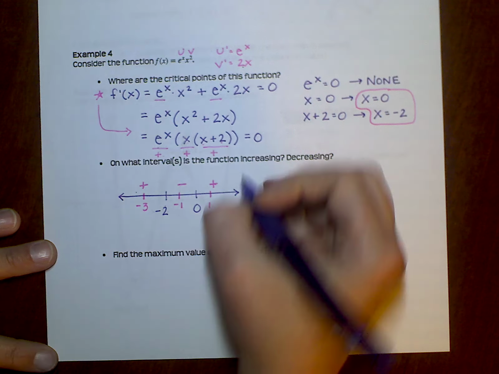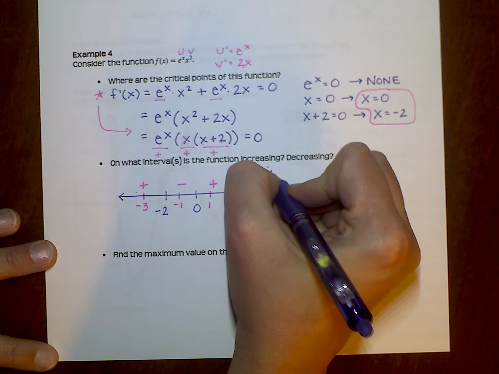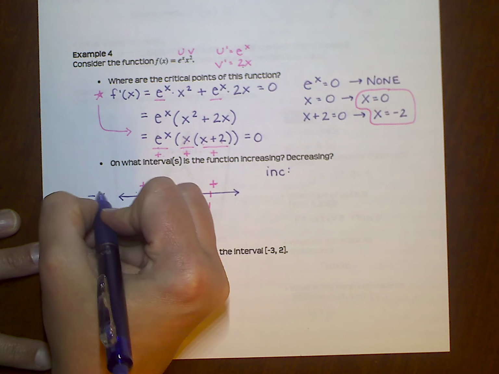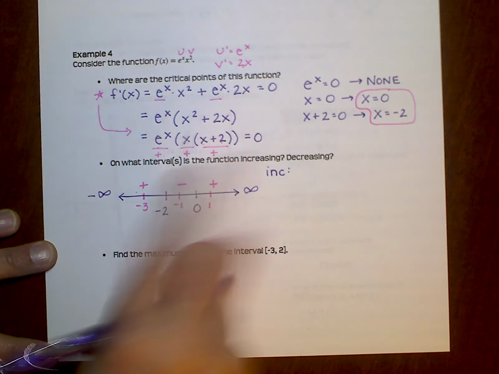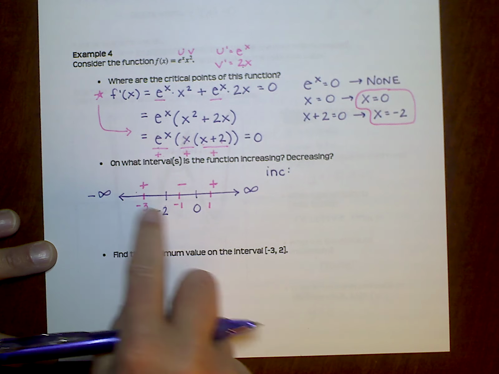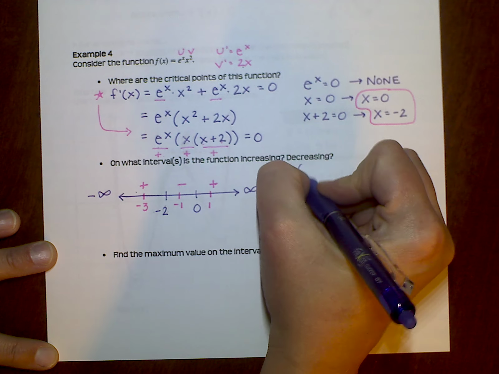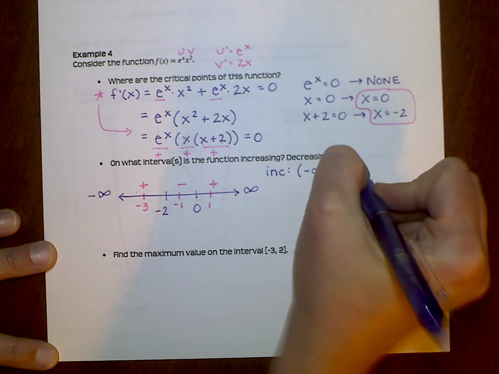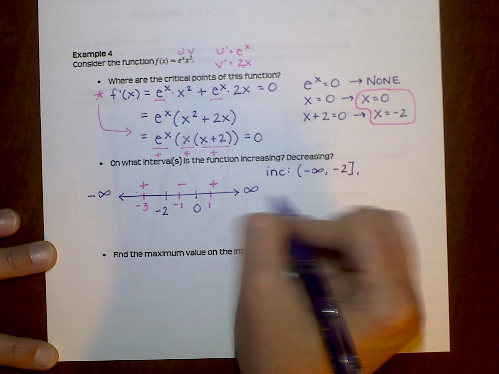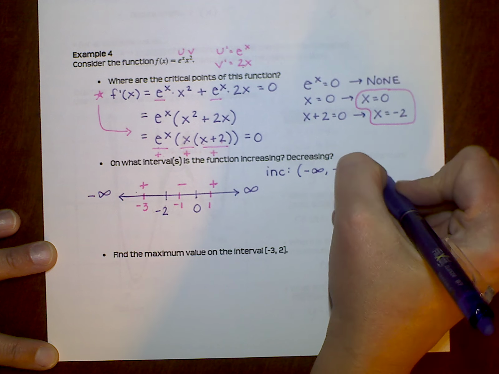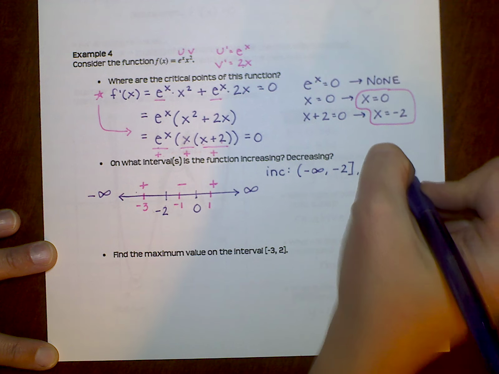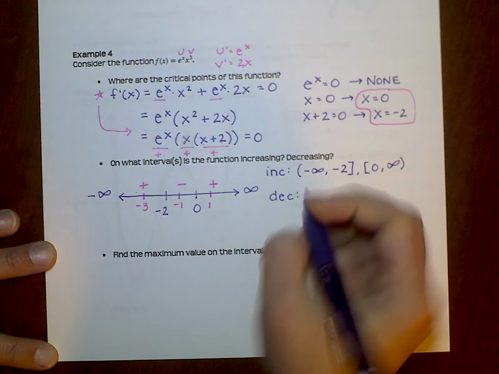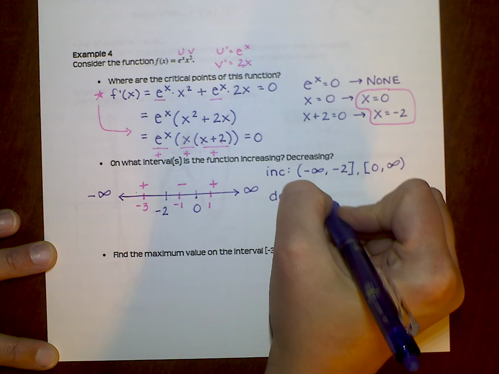Okay, so I can say that I am increasing on the following intervals. Remember, this is negative infinity over here. This is positive infinity. So I'm increasing from negative infinity up to negative 2, and also from 0 out to positive infinity. And I am decreasing in between negative 2 and 0. So that's going to look like this.